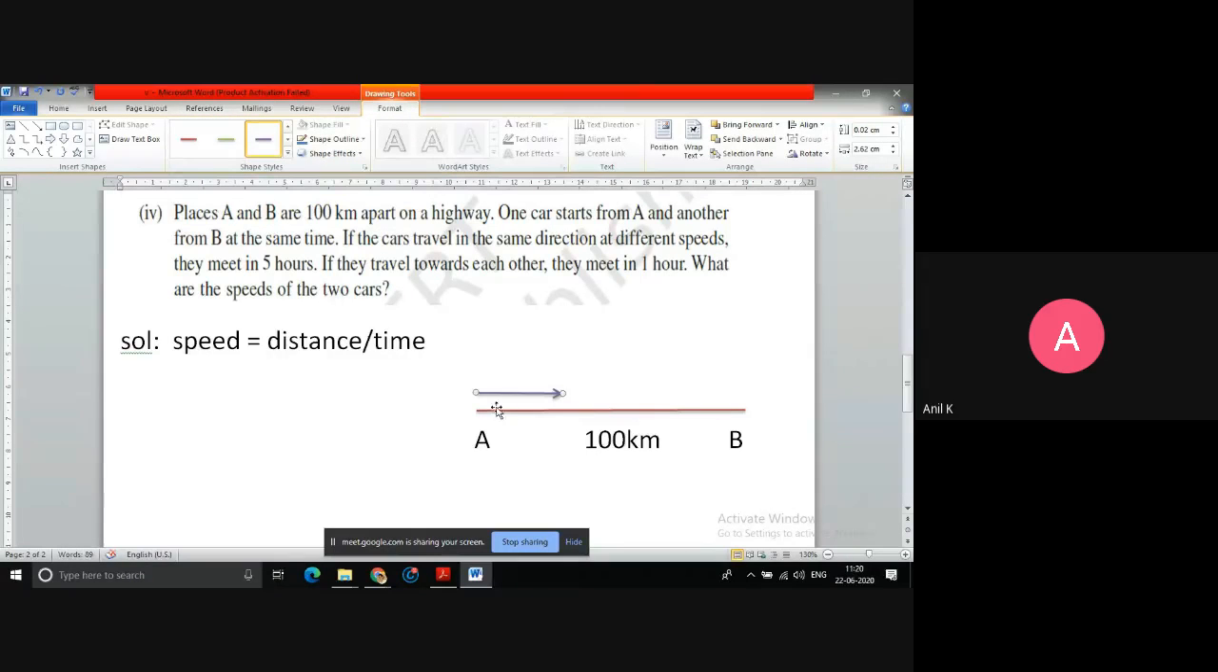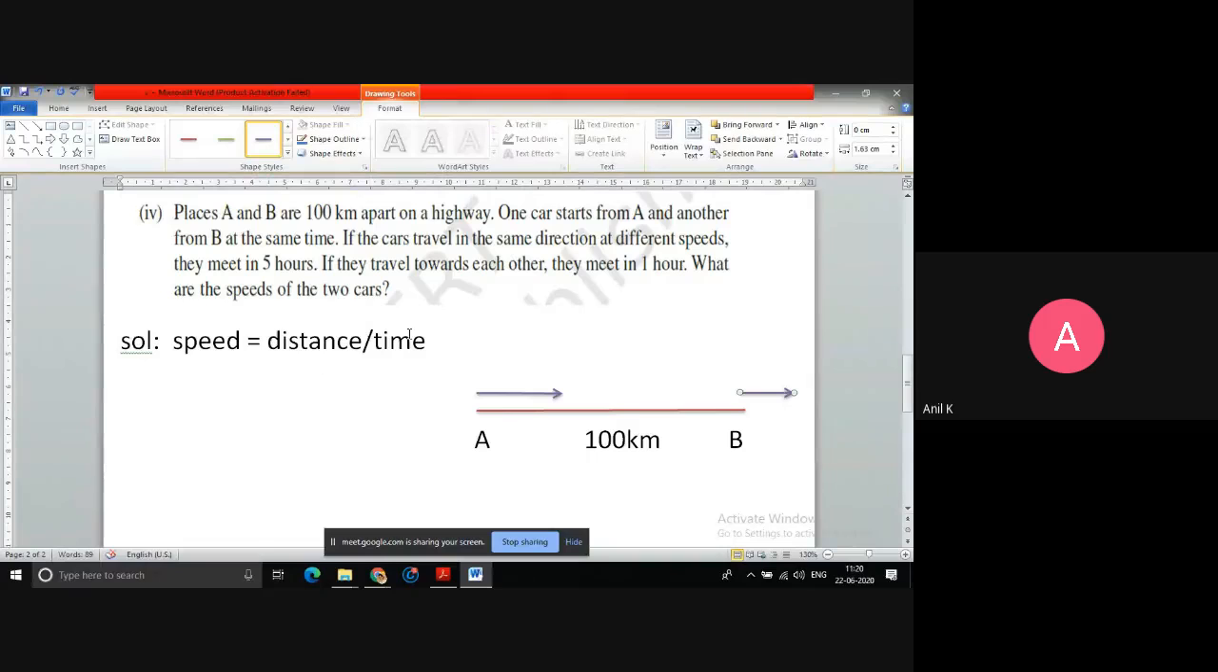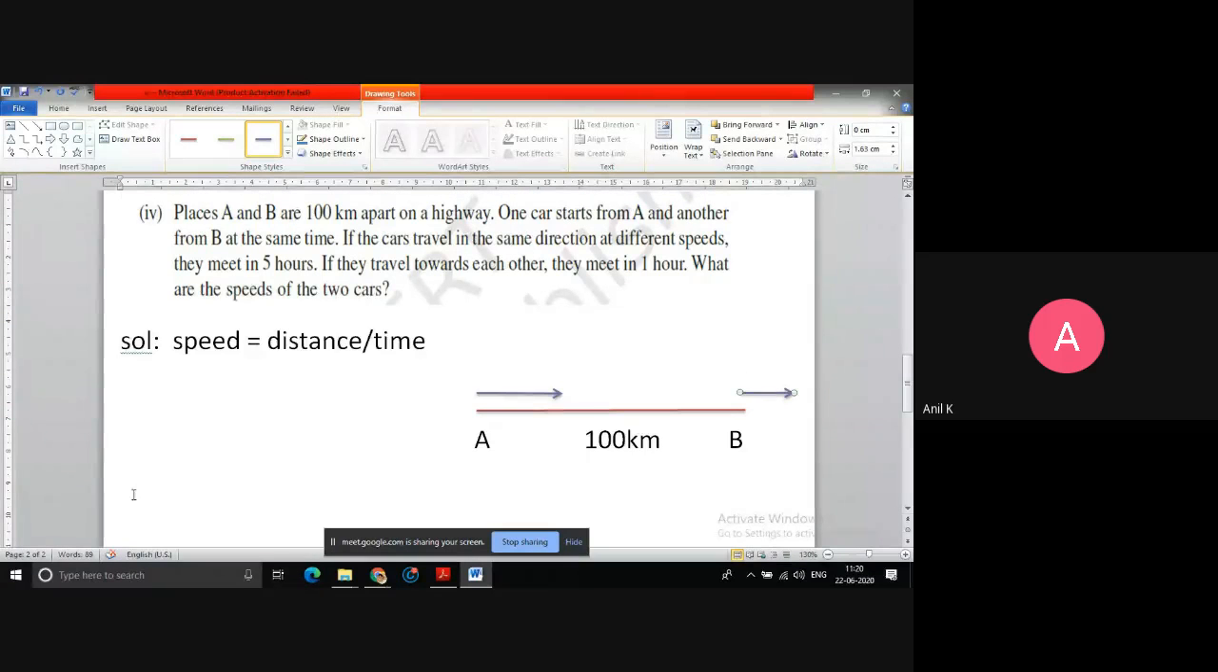If A moves from left to right, then obviously B also has to move in the same direction. Then only I can say they are traveling in the same direction. One car starts at A, another car starts at B at the same time. If the cars travel in the same direction at different speeds, they meet in 5 hours. So I stop here. This will give me equation number 1.